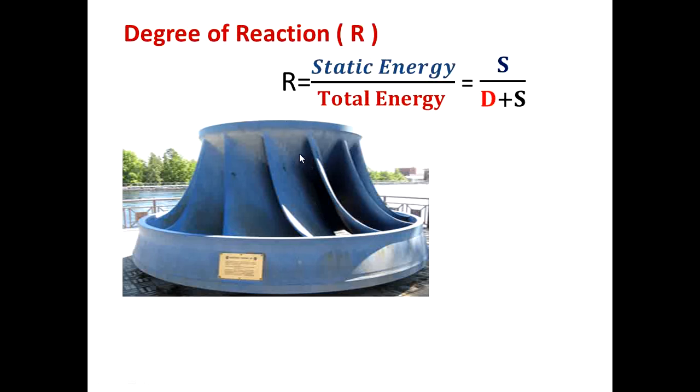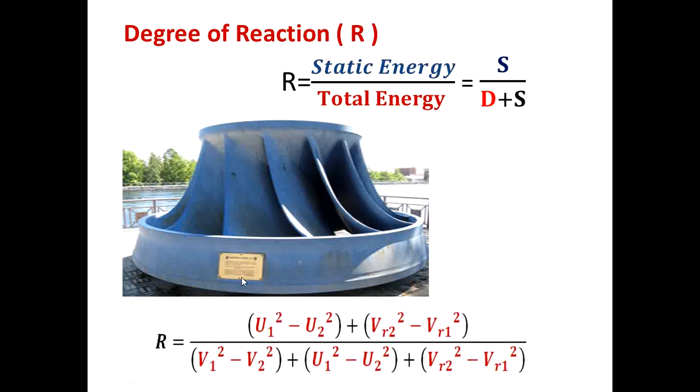This is the turbine, right? The fluid will expand. Okay, absolute V1 and V2. That's how you want to understand it. Static enthalpy means the continuous change of the fluid energy over the turbine blades. When the fluid energy changes over the turbine blade, it will start to rotate. It will give its energy to the turbine. Next, this is the degree of reaction equation: U1 square minus U2 square, VR2 square minus VR1 square. This is the static, and this is the dynamic.